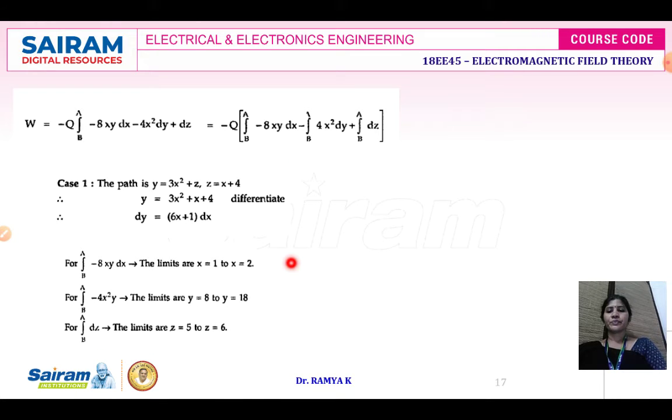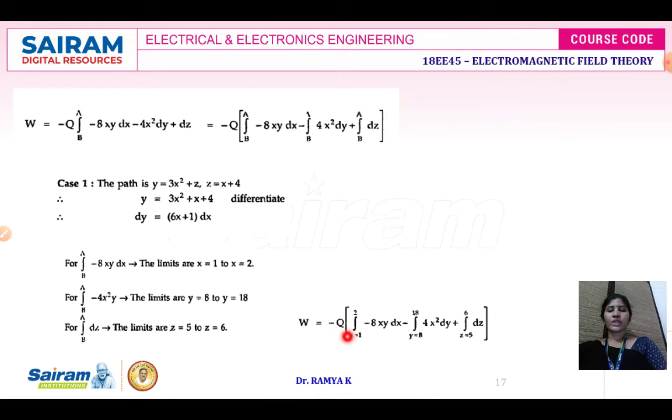Then z is equal to x plus 4. So for A, it is minus 8xy dx. X ranges from 1 to 2, y ranges from 8 to 18, and z ranges from 5 to 6.